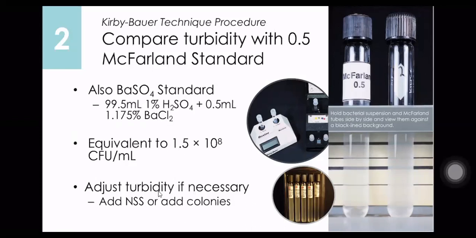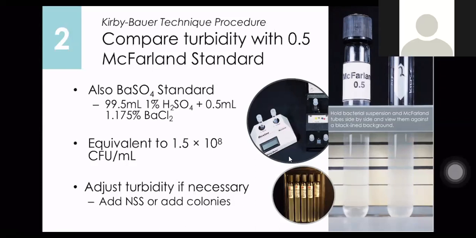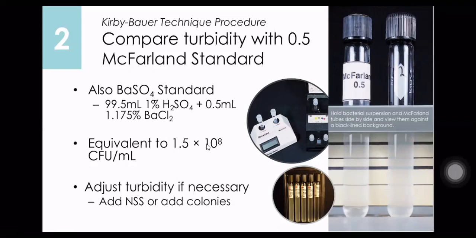So, we need to adjust turbidity if necessary. It's either we need to add the sterile NSS, or we need to add the colonies. Ang importante is we need to have the same turbidity sa 0.5 McFarland standard, which is equivalent to 1.5 times 10 raised to 8 CFU per ml.